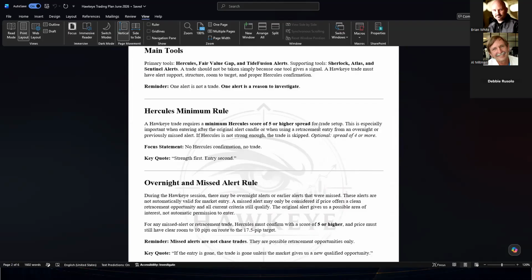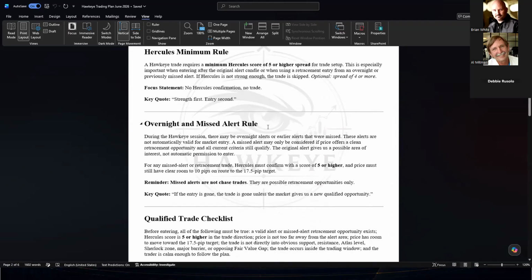We'll talk about what that is, and you'll see that on our charts as well. So one alert is not a trade. An alert is just a reason for you to look at and investigate that particular trade setup. Here's that Hercules minimum that we're going to give you guys some flexibility on. Al and I are still kind of playing with this as well. A Hawkeye trade requires a minimum Hercules score or a spread of 5 or more.